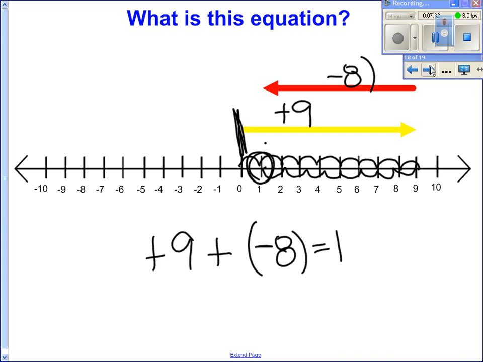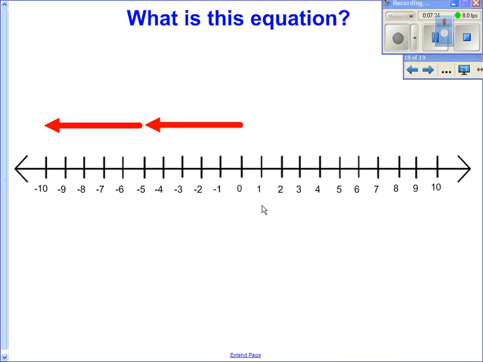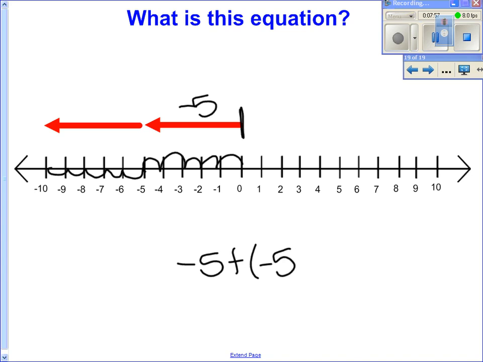Okay? Try this next one on your own. Pause the video and then check it. Okay? So remember, we start at 0. It went to the left, so that's negative. It went 1, 2, 3, 4, 5, so that's negative 5. And then it went 5 more to the left, so it's negative 5 again. So negative 5 plus negative 5 equals negative 10. You can go back and watch any part of the video that you need more understanding and then start on your homework.